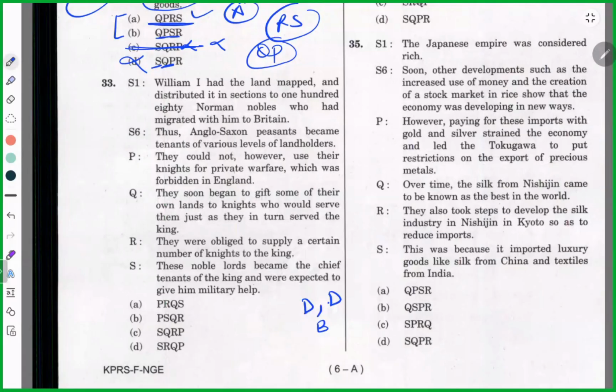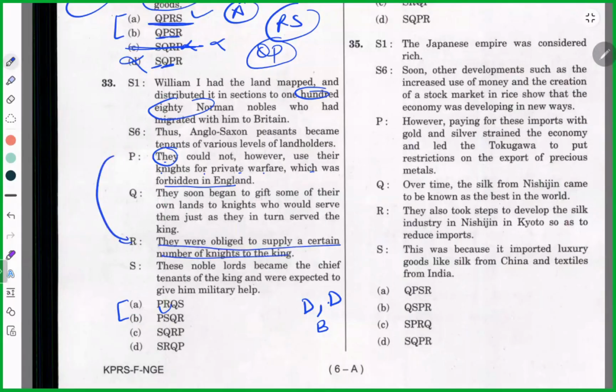Let's see. "William I had the land mapped and distributed it in sections to 180 Norman nobles who had migrated with him to Britain. Thus, Anglo-Saxon peasants became tenants of various levels of landholders. They could not, however, use their knights for private warfare, which was forbidden in England." Okay, this might be for these 180 Norman nobles. "They are obliged to supply a certain number of knights to the king." Okay. Continuing, there is a connection here.